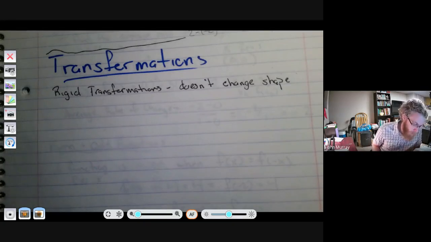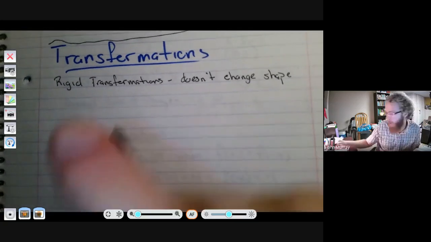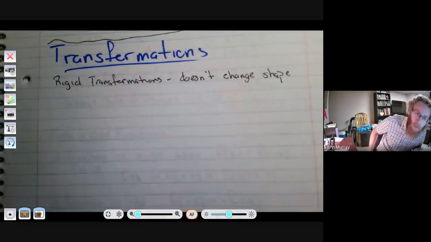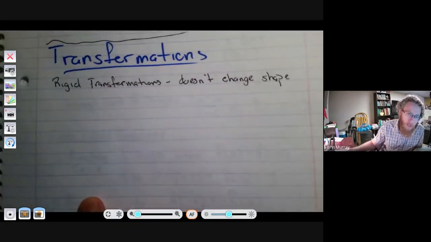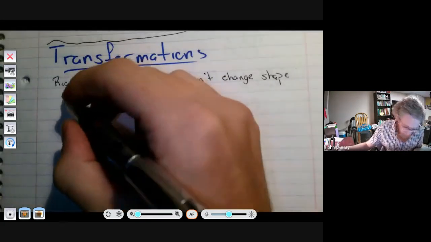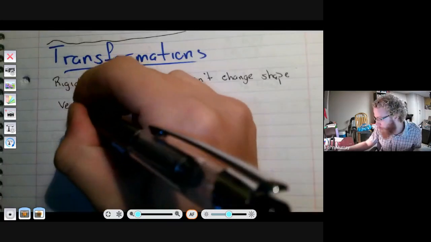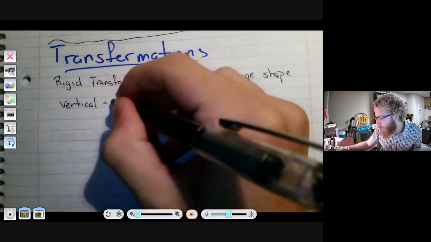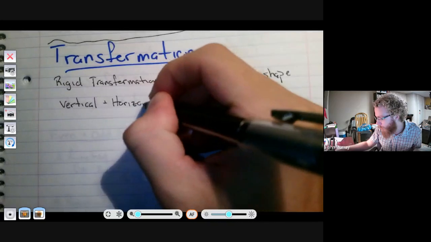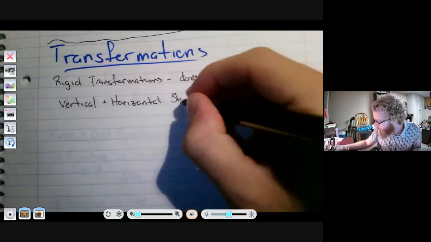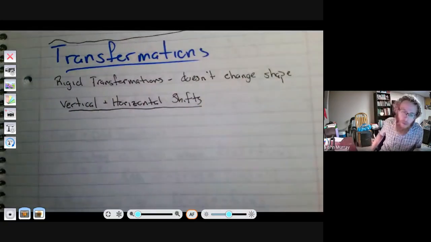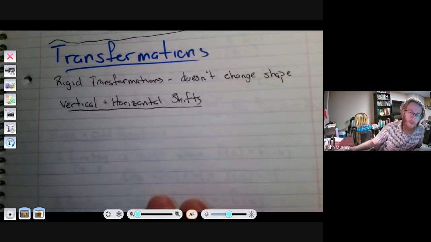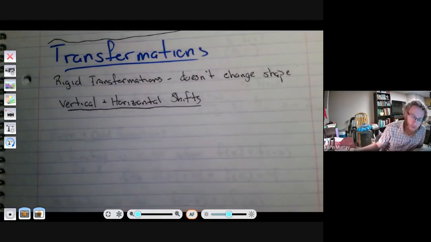Translations and reflections. Okay, so the first, I'm going to give you the kind of algebraic definition, all right, and then we'll take a look at some graphs and how that works. So first we have vertical and horizontal shifts, also known as just translations. Okay, so we're moving the graph up, down, left, right.